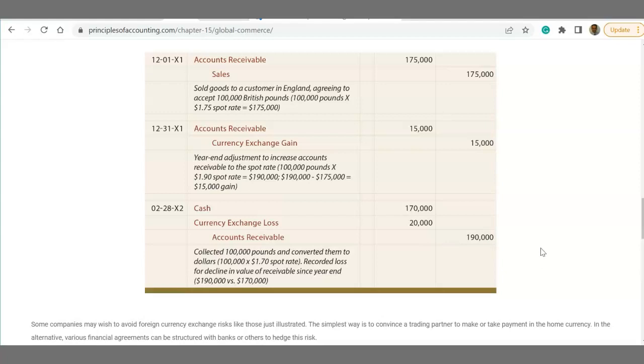So bottom line, when you have any receivable or payable and it needs to be translated to dollars, if at the end of the year there is any gain or loss, it needs to be recognized.